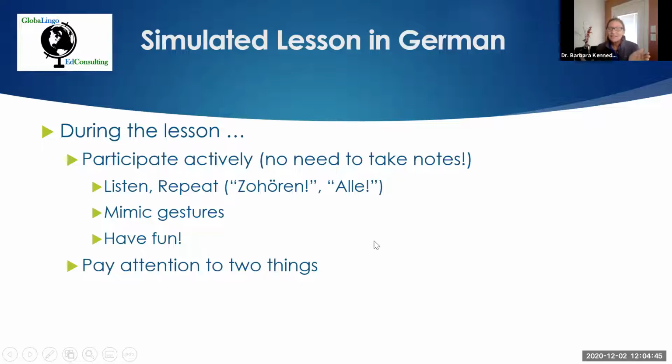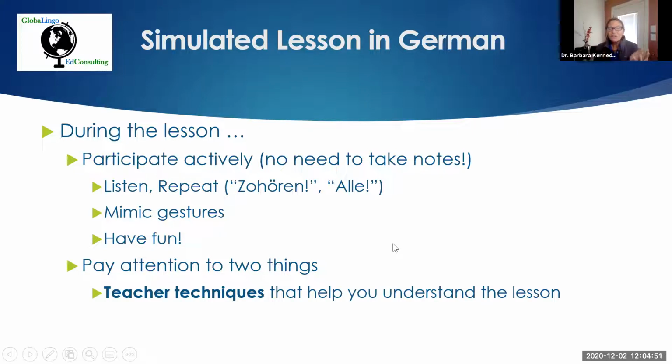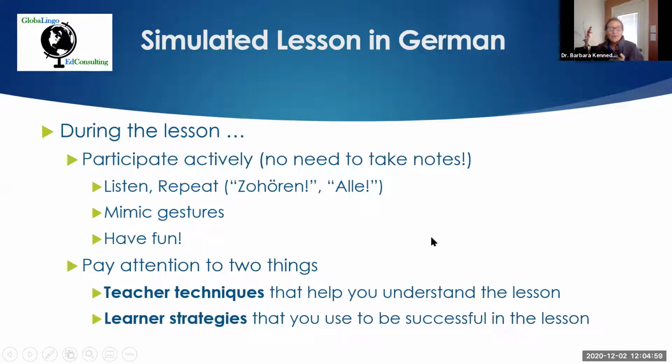And while it's all happening, don't take notes, but do kind of have that awareness of two things. Have your awareness of the teacher techniques that you're observing that are really helping you understand the lesson, okay? And at the same time, have an awareness of the strategies that you are using as a learner to be successful, okay? So you're paying attention to these two things. Afterwards, we'll have time for you to share them out and to discuss, okay? But your first and foremost goal here is to just actively participate, have fun, and do all that this lesson requires. So with that, Liz.